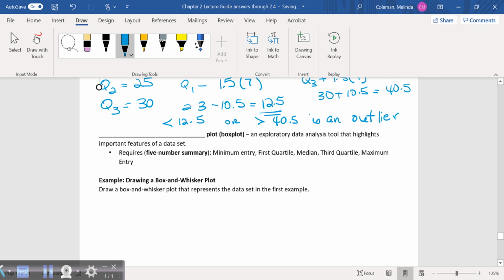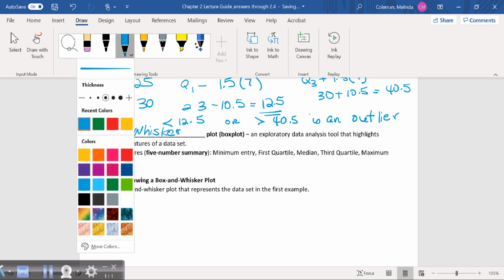All right, one of the things that we do once we find all this data is it allows us to create what we call a box and whisker plot. So then we need the minimum, the first quartile, the median, the third quartile, and the maximum. So that's, again, one reason that one variable statistics on your calculator gives you that information.